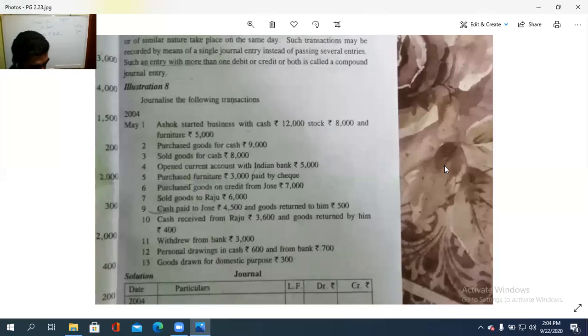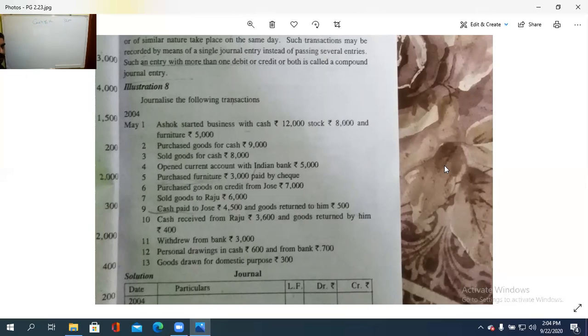Then next is cash received from Raju and also goods returned by him 400. About sold goods, sold goods to Raju for 6,000. Out of that 3,600 money is received. So in case money is received, what is coming in? Cash is coming in and the person who gives is credited, isn't it? In case of personal accounts, those who give are credited. So what is the entry? Cash account debtor. How much it is? 3,600. Actual entry, cash account debtor to Raju, isn't it?